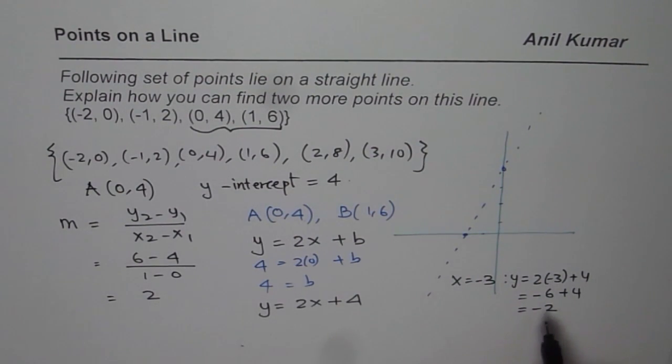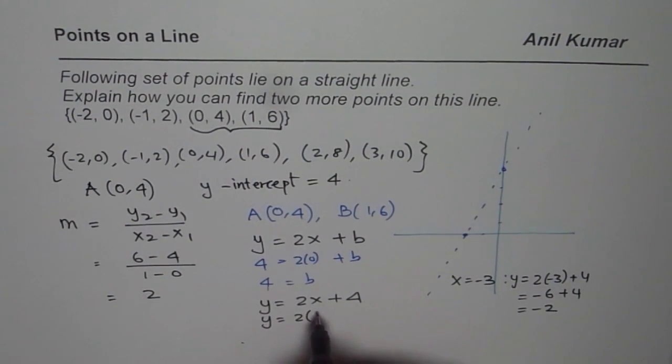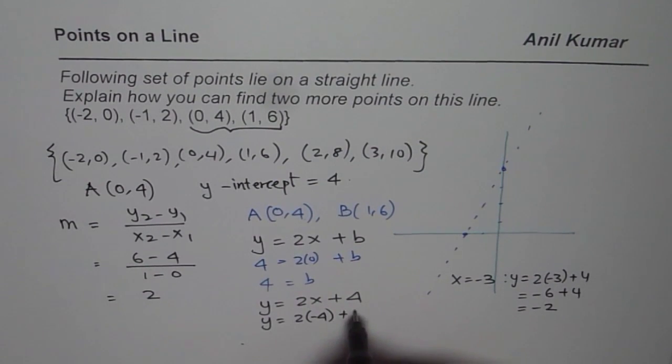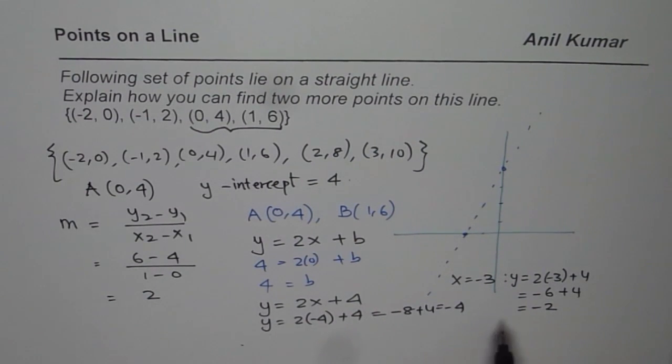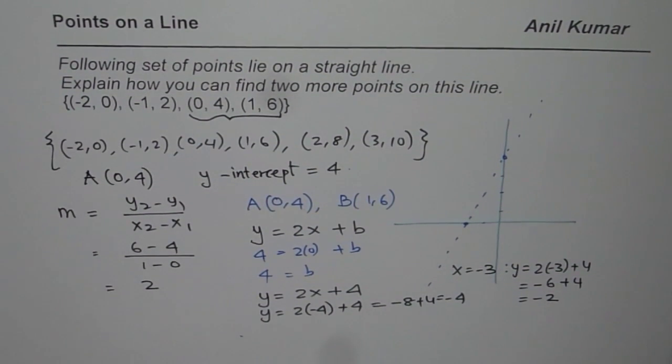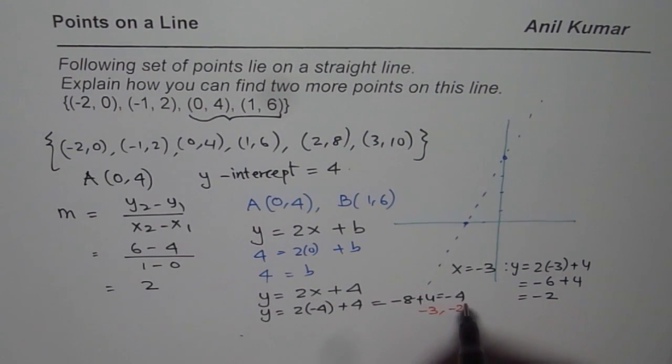Similarly, we can find another point by putting some other value of x, right? So let me write here, y equals 2 times, instead of minus 3, let me put minus 4, right? So what do I get? I get minus 8 plus 4, which is minus 4. So I get 2 other points, and let me write down these points. So my 2 other points are minus 3, minus 2, and minus 4, minus 4, correct?